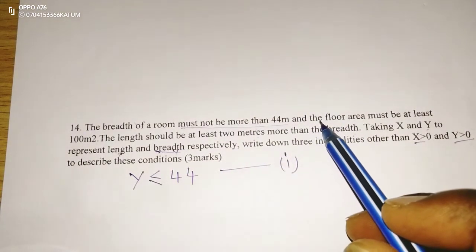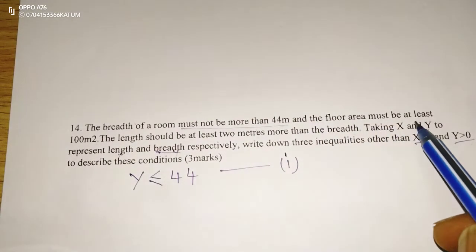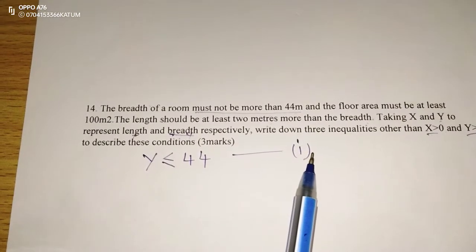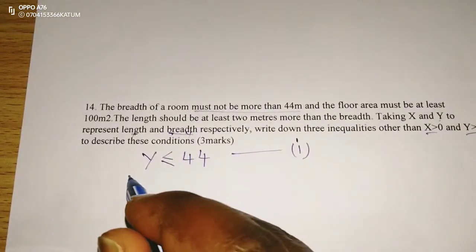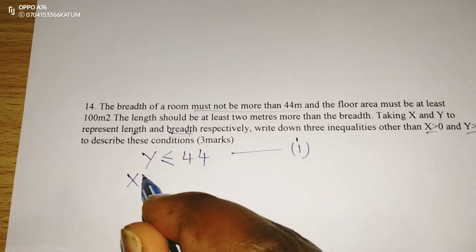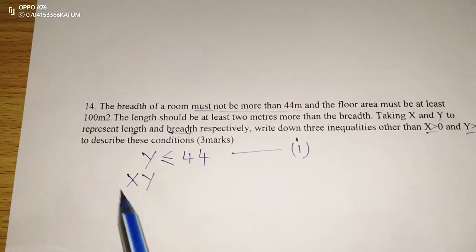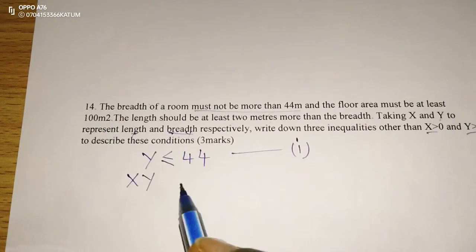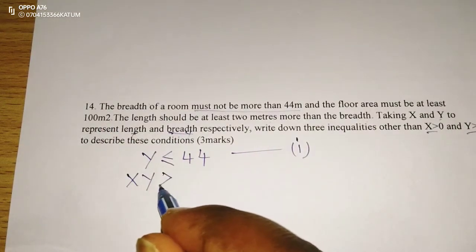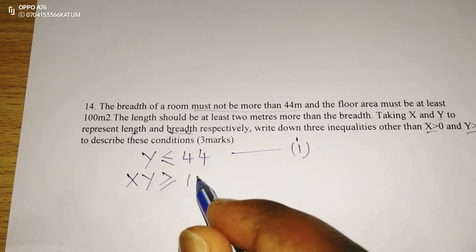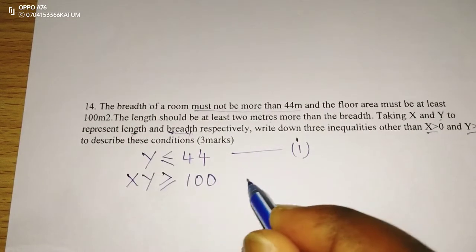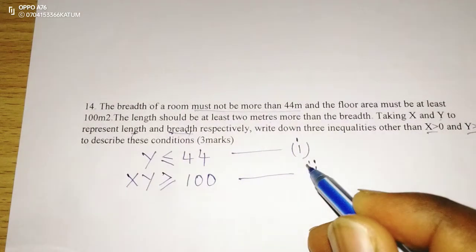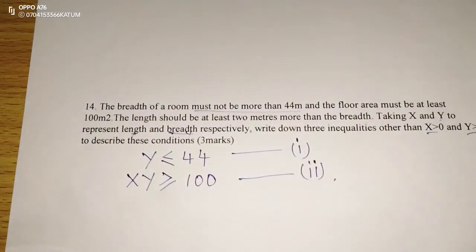We are told again that the floor area must be at least 100 meters squared. So floor area is given by x times y, and x times y is supposed to be at least 100 meters squared. Therefore, it is either greater than or equal to 100, because it should be at least. So the least it can be is 100. So this is the second inequality.